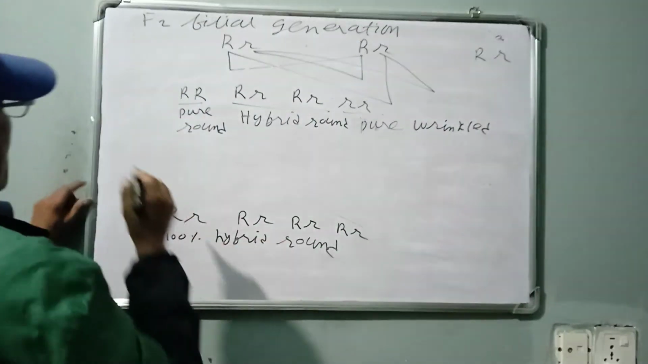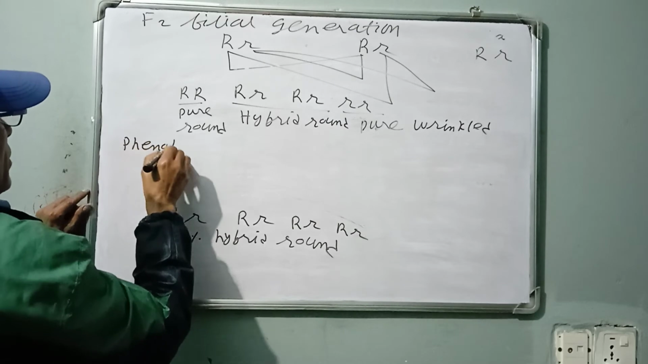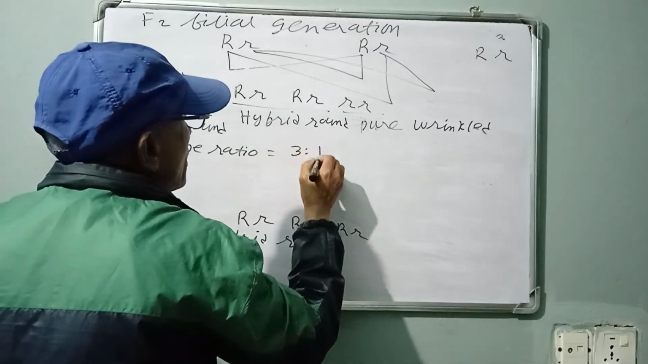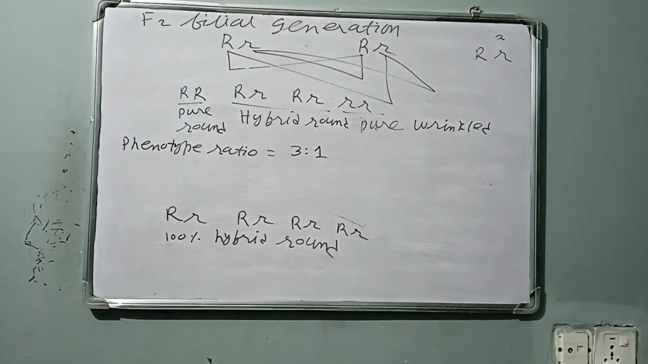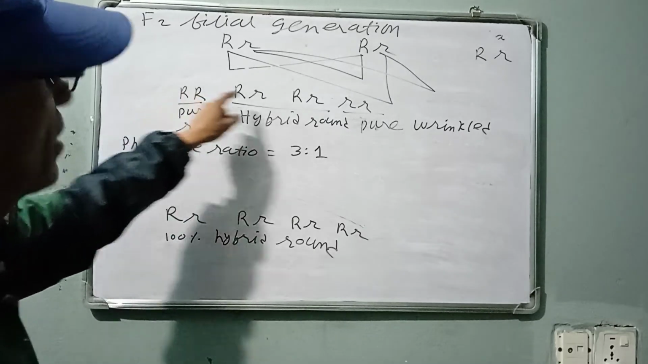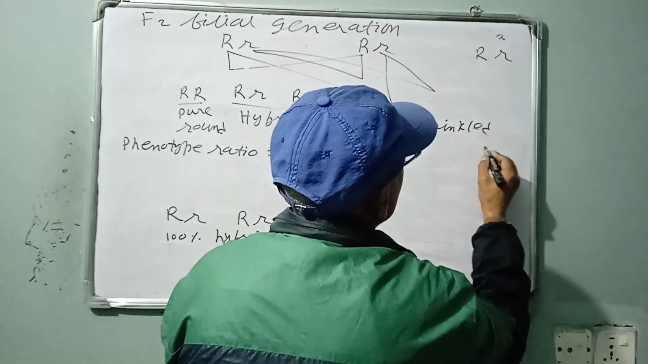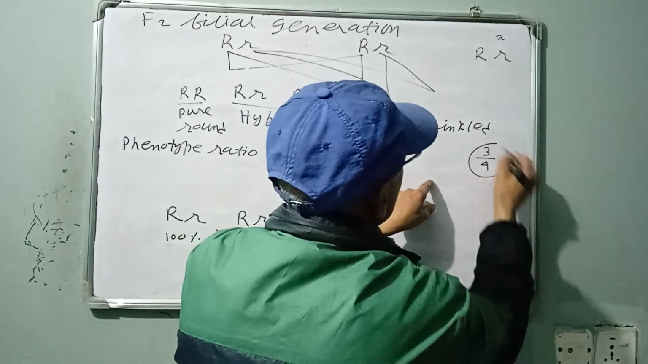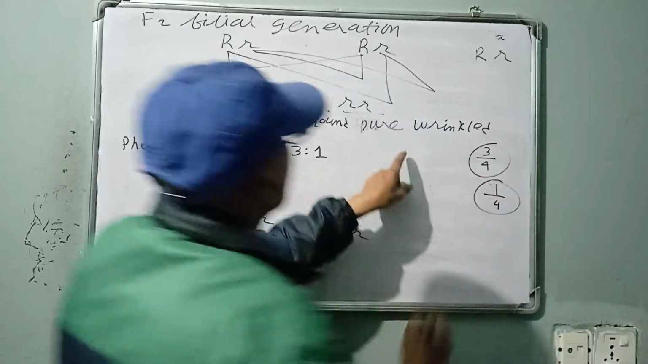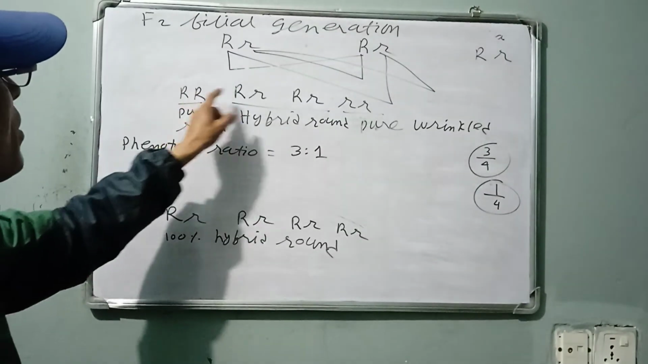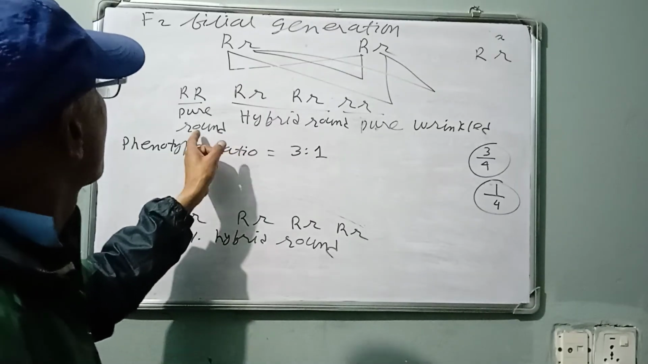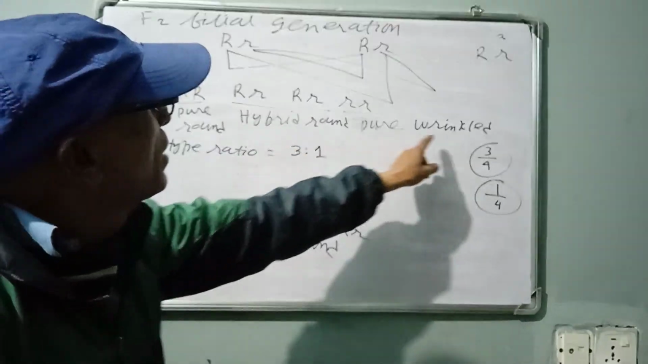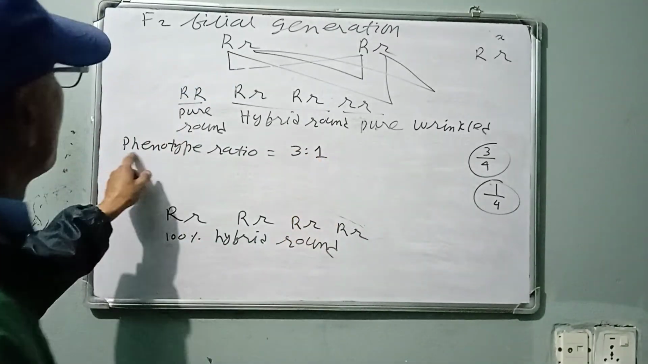What is the phenotype ratio? Phenotype ratio is 3:1. Externally, out of 4, 3 are round and only 1 is wrinkled. Out of 4, 3 are round: pure round 1, hybrid round 2, so 2 plus 1 is 3, and pure wrinkled 1. This is called the phenotype ratio.